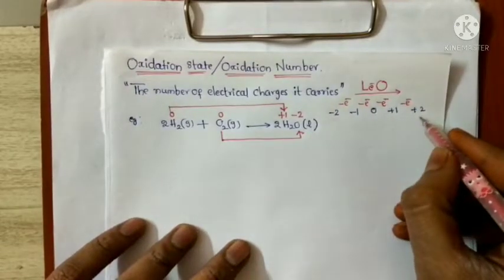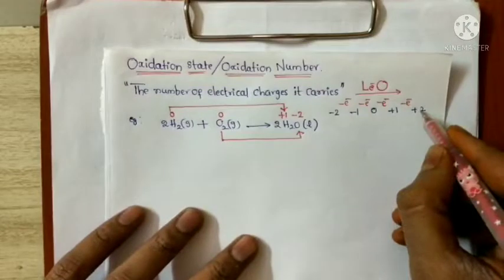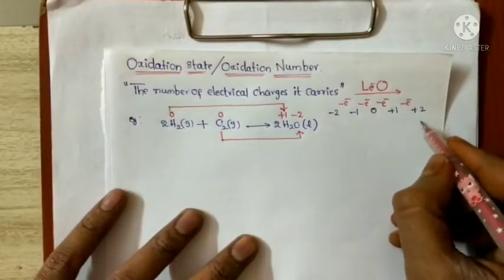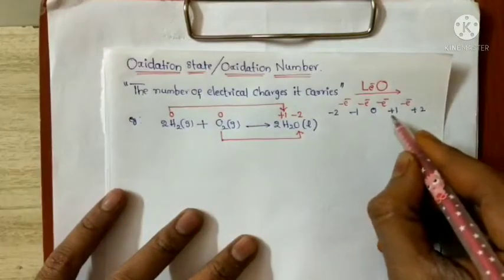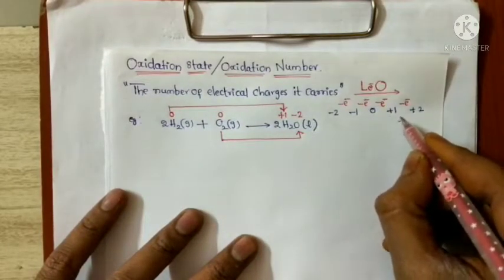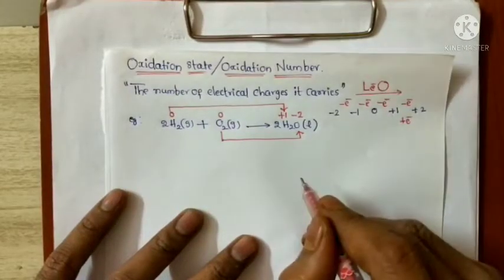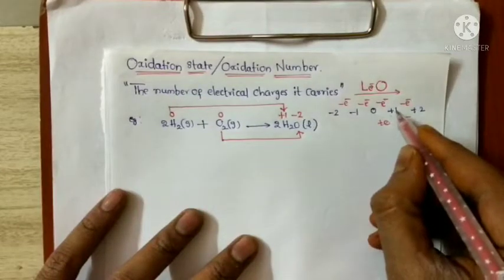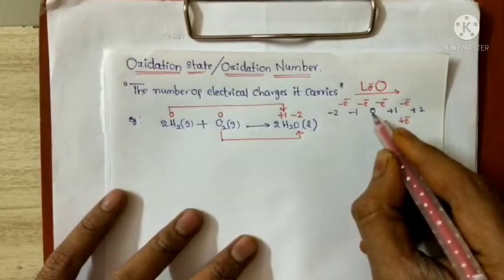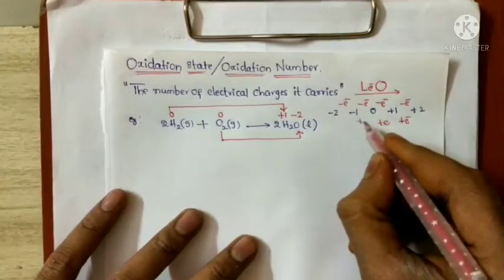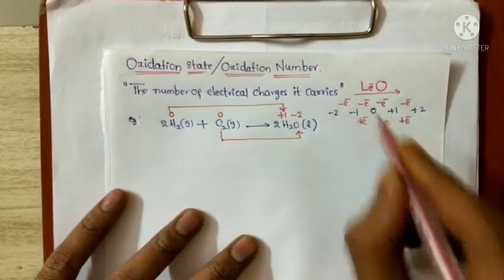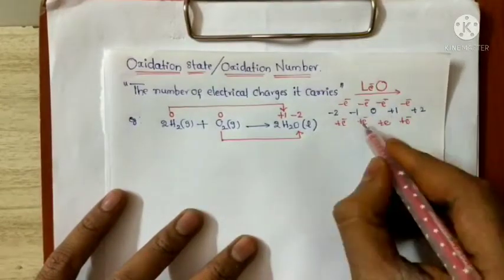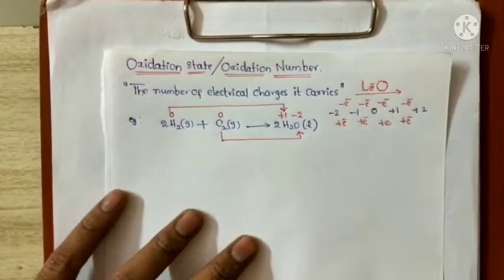For example, if an element has the +2 oxidation state, that +2 oxidation state is converted into +1 when it accepts one electron. If it accepts another electron, +1 is converted into 0. If it accepts another electron, 0 is converted into -1. If another electron is gained, -1 is converted into -2.